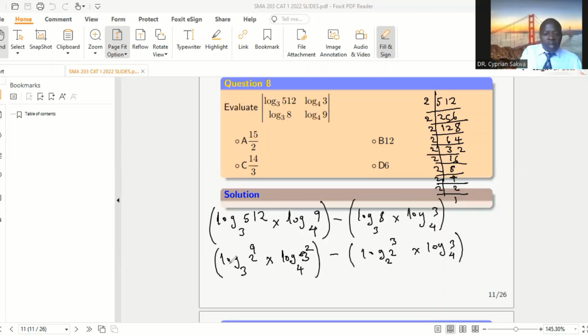Now, using laws of logarithm, we know that this one can be written as 9 multiplied by log of 2 to base 3, and this can be written as 2 log of 3 to base 4, minus, this can be written as 3 log of 2 to base 3, times log of 3 to base 4. The base was 3.